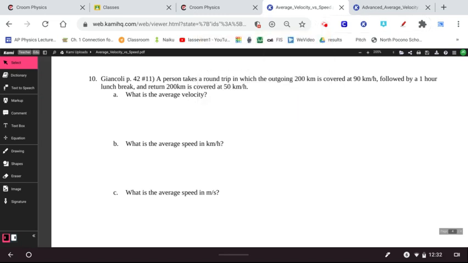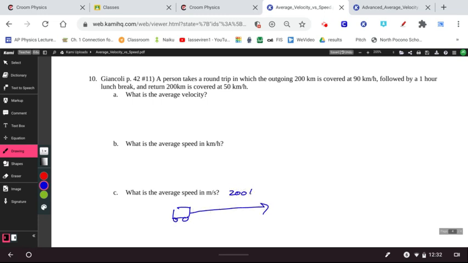Okay, so in this particular problem, again, we are going to want to draw a picture. So we have a person who takes a round trip, 200 kilometers is covered at 90 kilometers per hour. It doesn't really give us a direction. We can draw it whichever way we want. I'm going to draw it left and right here. So they travel 200 kilometers at 90 kilometers per hour.